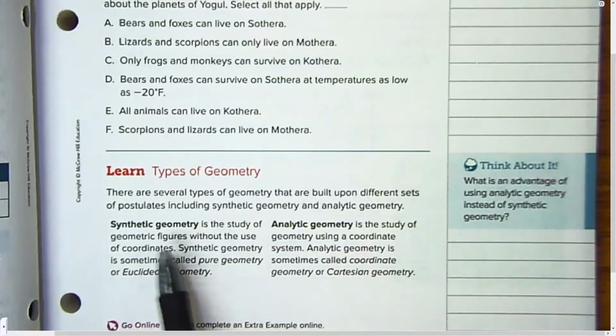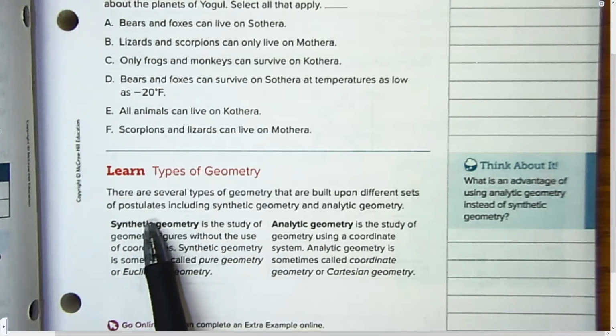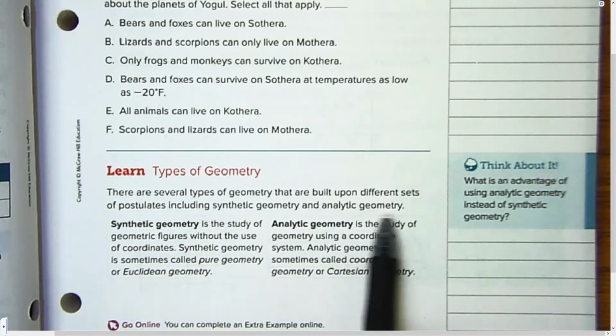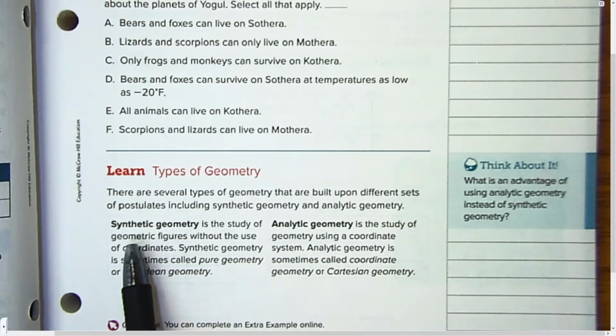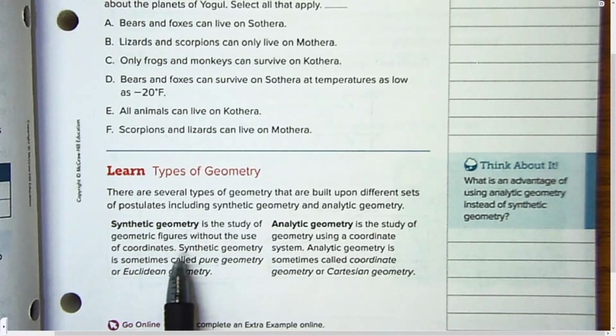Types of geometry. There are several types of geometry that are built upon different sets of postulates, including synthetic geometry and analytic geometry. Synthetic geometry is the study of geometric figures without the use of coordinates. Synthetic geometry is sometimes called pure geometry or Euclidean geometry. The key idea here is that without the use of coordinates is synthetic.